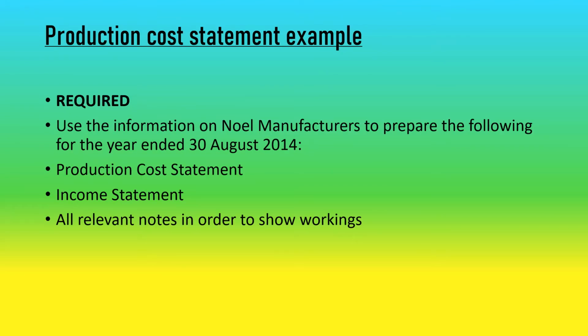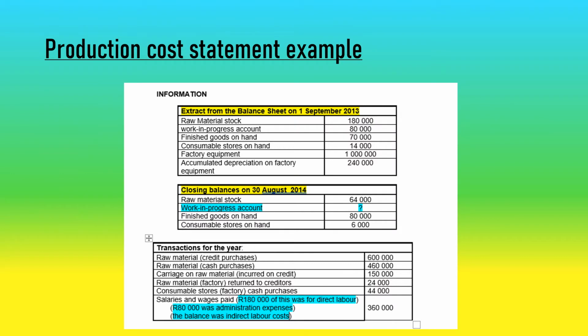So let's have a look at the required of the production cost example statement. We need to use the information on Noel Manufacturers to prepare the following for the year ended 30th August 2014: a production cost statement, an income statement, and all the relevant notes in order to show the working out. So this is the information that is given to us.